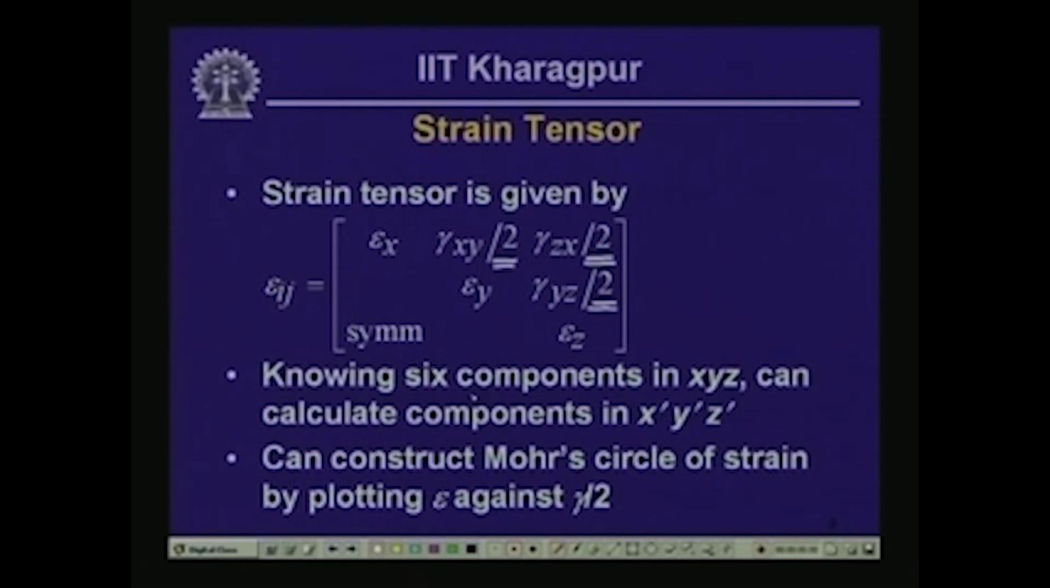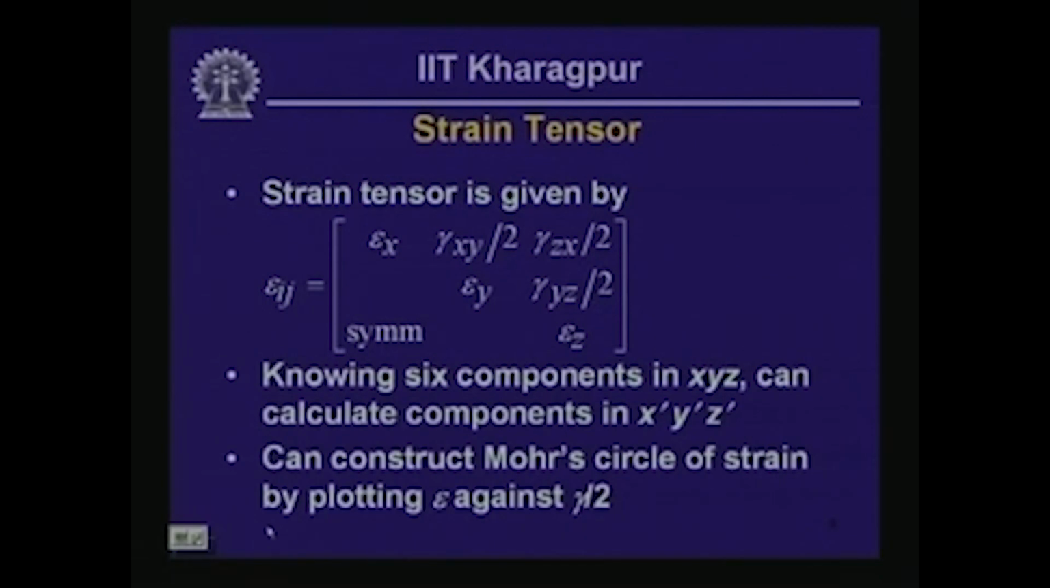And it is obvious you could also think about a Mohr circle of strain. Only difference is that if you recall, in case of stress we constructed the Mohr circle by plotting tau versus sigma, the shear stress versus normal stress, but here we are going to plot the shear strain quantities divided by 2 against the normal strain quantities. So, we are going to plot gamma over 2 versus epsilon in order to construct Mohr circles for strain.